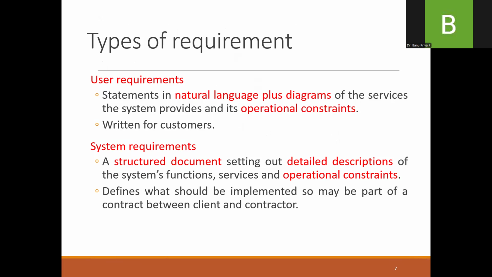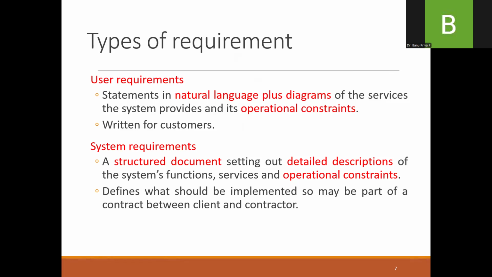If you see, the requirements are of two types. One is user requirement, the other one is system requirement. User requirements are nothing but statements in natural language, just natural, how we speak. Yes, I want this. Yes, I do not want this. This is what is expected, just in natural language, along with some diagrams. That is user requirements.